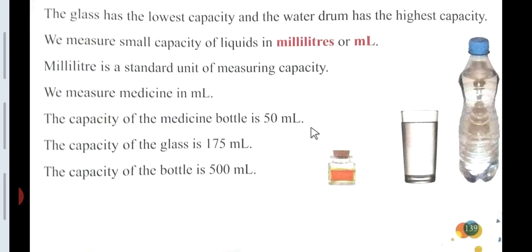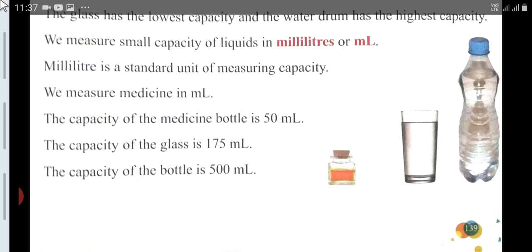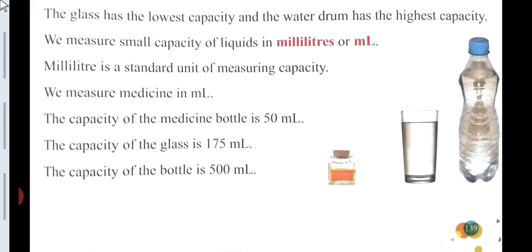Many times you have taken medicine and you have seen the bottle of medicine. It is very small and it can hold only 50 ml of medicine inside it. So the capacity of the glass is 175 milliliters. This bottle has 50 milliliters and this glass has 175 milliliters, and the capacity of the bottle is 500 milliliters.